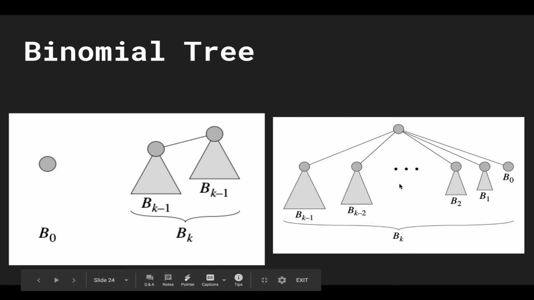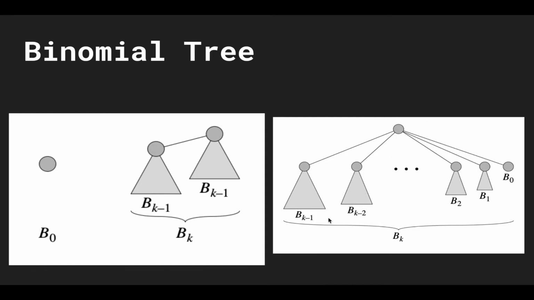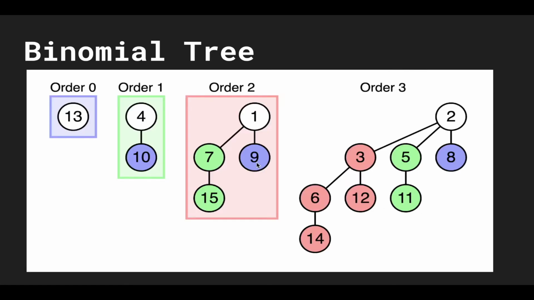Another way you can look at the definition of a binomial tree of degree k is that its children are binomial trees of descending order. So we have k minus 1, k minus 2, all the way down to 0. Here's a bigger and clearer diagram of binomial trees. We have the base case definition where a binomial tree of degree 0 is just a single node 13. And then a binomial tree of degree k is created by linking two binomial trees of degree k minus 1, where one of the trees becomes a child of the new root.